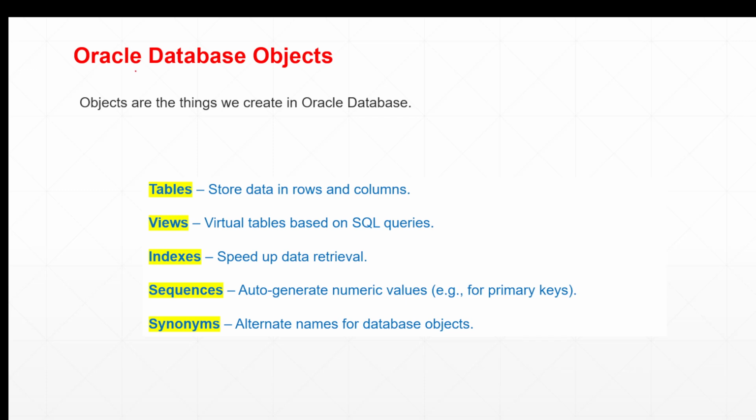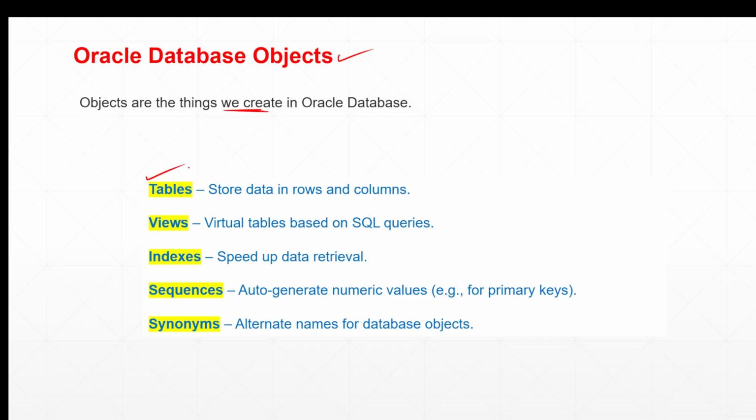Hello everyone. Now let's understand some of the main objects in Oracle database. Here, objects are the things we create in Oracle database. These are the basic parts that help us to store data and manage data.